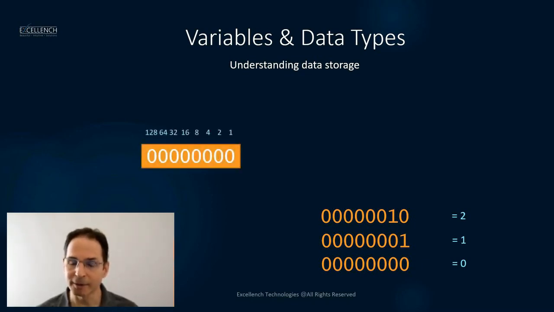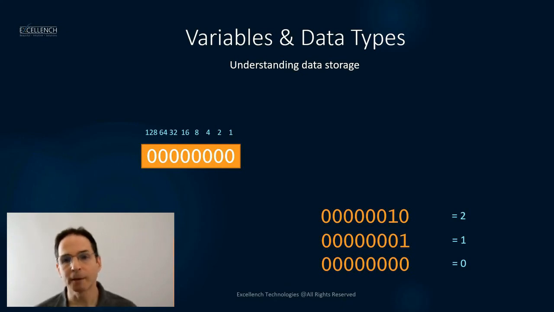Let's see how this has actually been defined. We assign each bit a number. The rightmost bit is assigned the number 1. The second bit from the right is assigned the number 2. The third bit is assigned the number 4, and so on and so forth. You can see there is a pattern here. 1 multiplied by 2 is 2, 2 multiplied by 2 is 4, 4 multiplied by 2 is 8, etc.